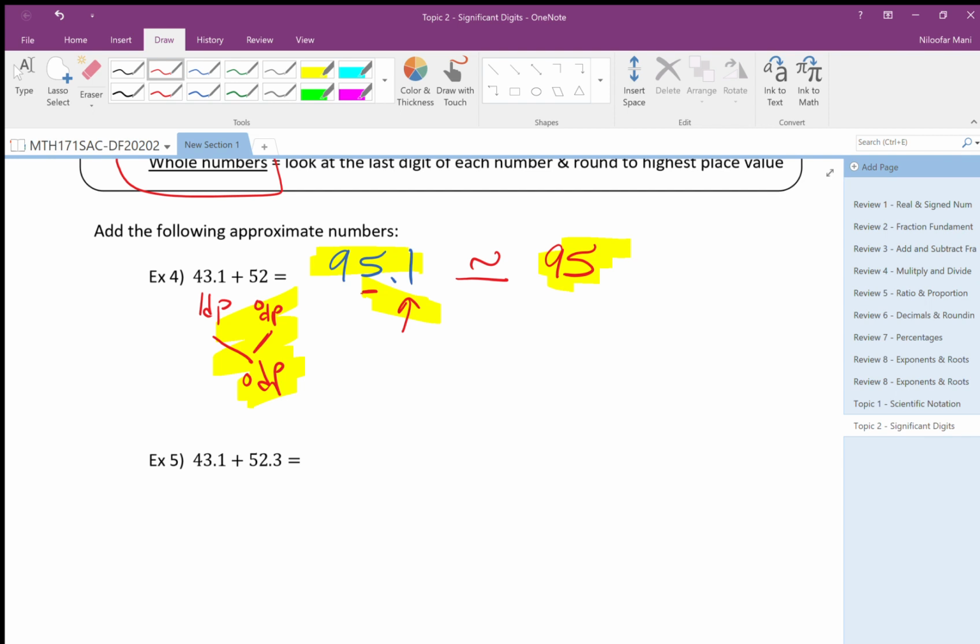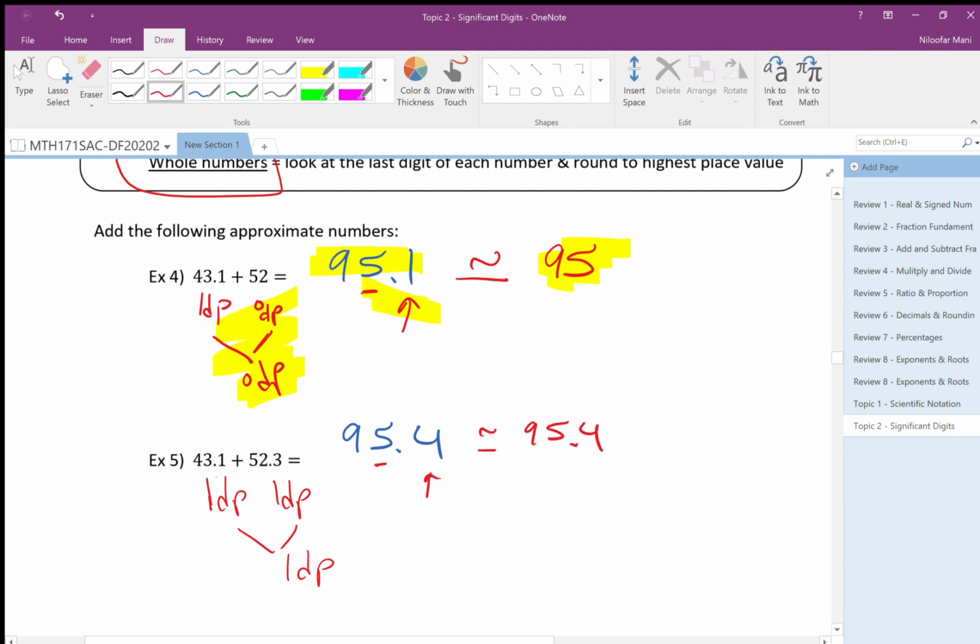1 decimal place, I round to 1 decimal place. Okay? So what is the answer then? The answer is 95.4. I underline that, I check that, so it is 95.4. Done. Because I already see 1 decimal place.